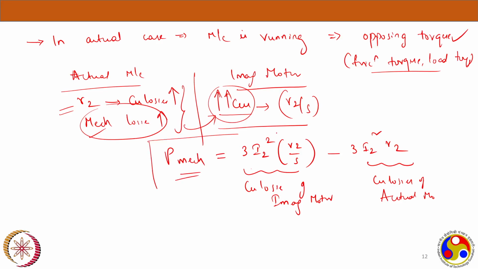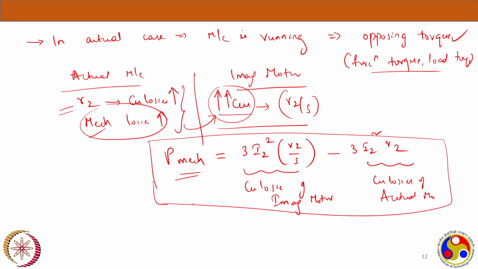So if you remember, this is a very important relation in induction machines. This is how we got the relation. P mechanical power is nothing but 3 I2 square R2 by S minus 3 I2 square R2. So again our fact is satisfied here. Whatever it is, the active power is being balanced out in the imaginary power by compensating for both mechanical and copper losses within this I2 square R2 by S.